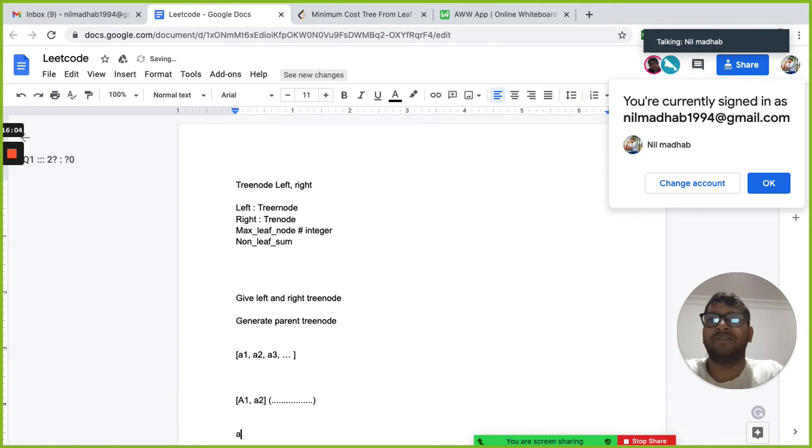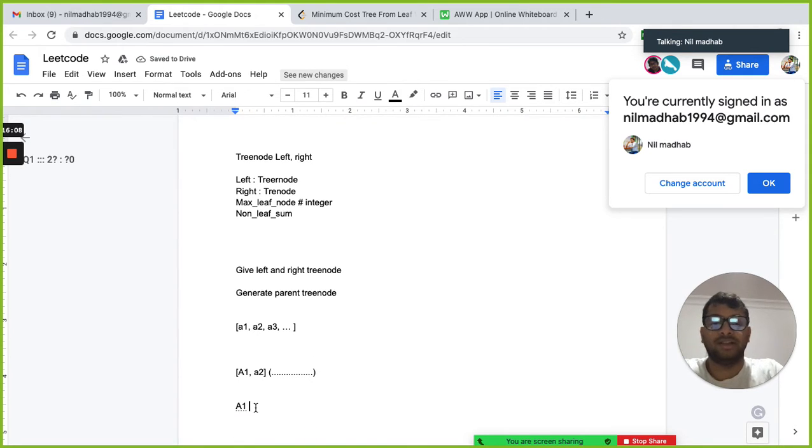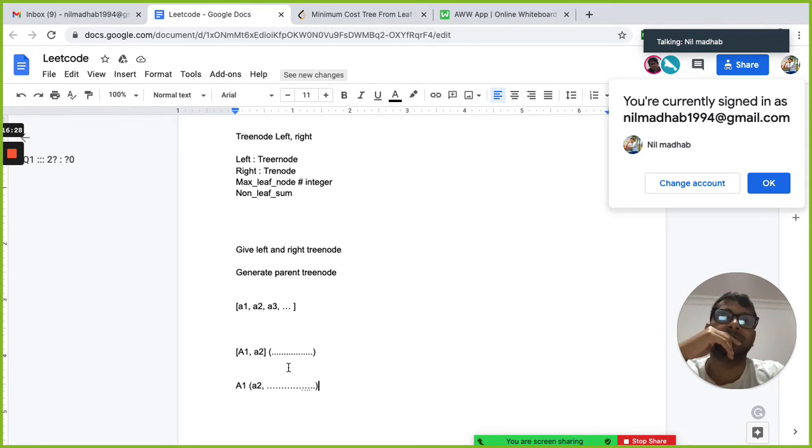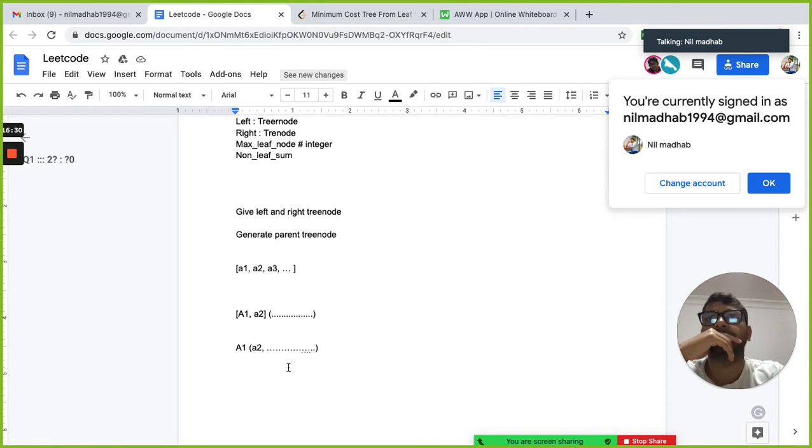Or we can have a1 as a leaf node, and then we can have a2 and the rest as a tree node, and combine all this, generate all the tree nodes and generate the solution, the minimum, and keep a counter of the minimum thing.